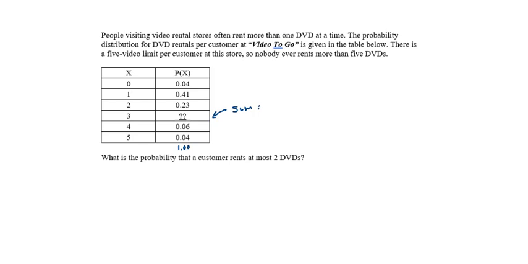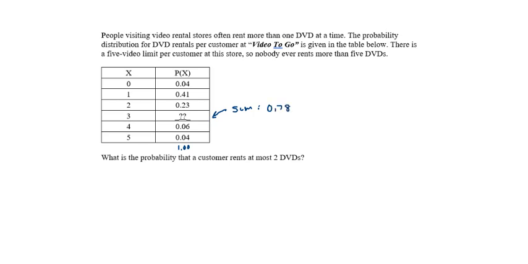I'm going to get my calculator out right now in order to do that. Here it is. And we're going to add 0.04 plus 0.41 plus 0.23 plus 0.06 plus 0.04. That gives us 0.78. So we're going to record that.